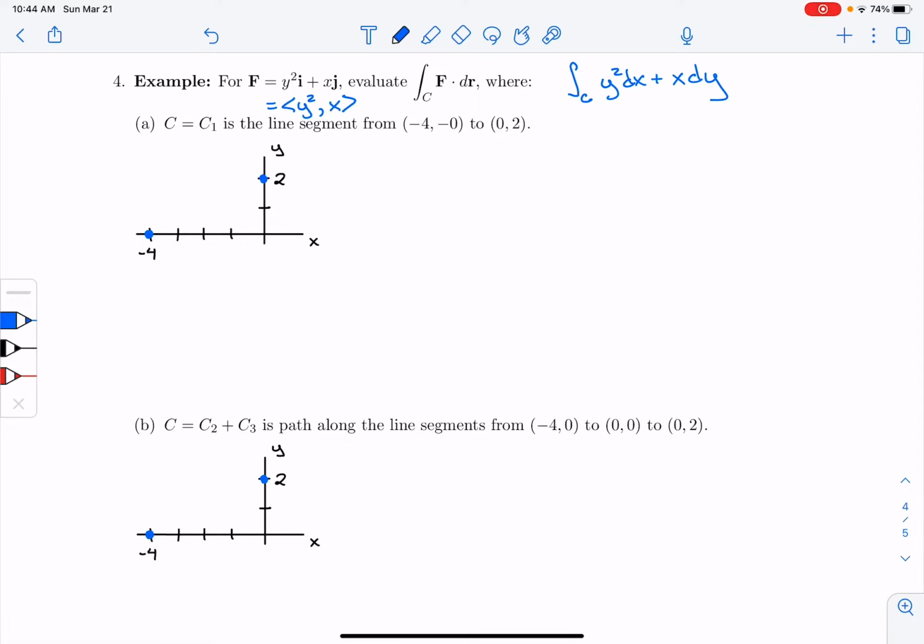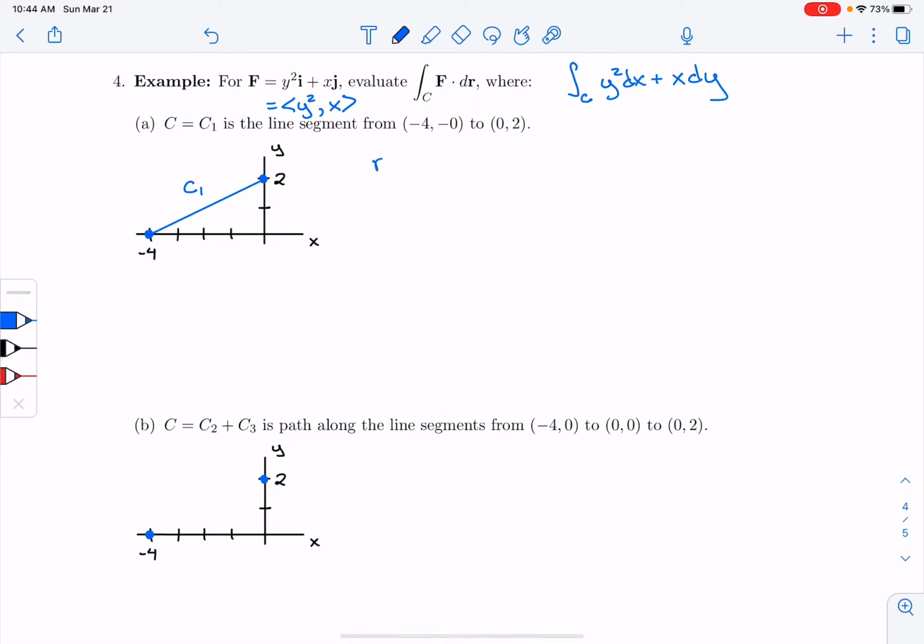So we're going to start where C is going to be a line segment that extends from (-4, 0) to (0, 2). So we're going to just draw this line segment here. And so that's going to be our curve C1 that we want to integrate over.